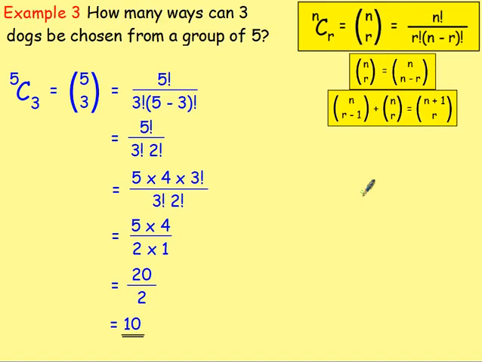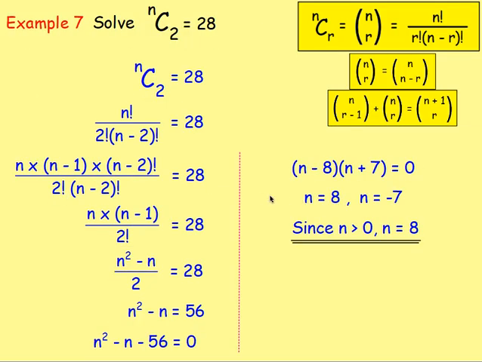How many ways can 3 dogs be chosen from a group of 5 dogs? Well, here we've got 5 and we want to choose 3, so we will have 5 factorial over 3 factorial, 5 take away 3 factorial. Again, we're just using this formula. Express 5 factorial in terms of the larger one, cancel these numbers. You get 3 factorial, so express 5 factorial in terms of 3 factorial, and they will cancel, leaving you with 5 times 4 over 2 factorial. Remember, 2 factorial just means 2 times 1. Cancel them, and you will end up with 10 for your answer.